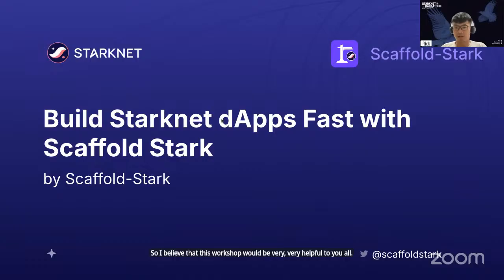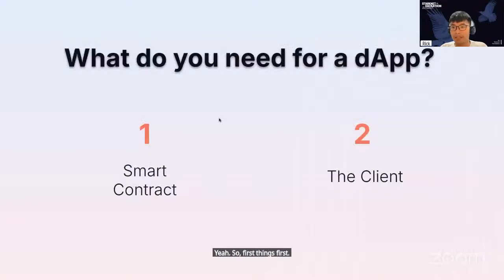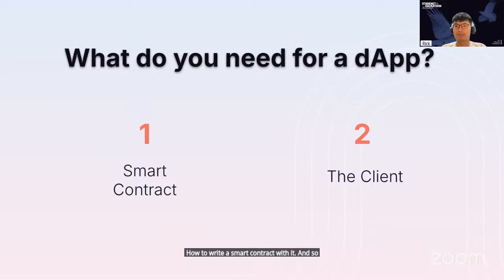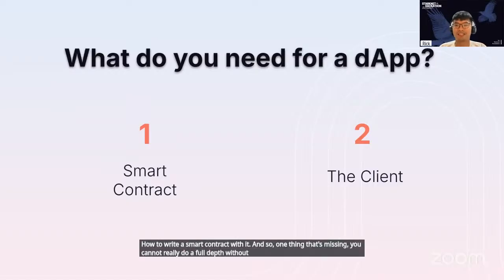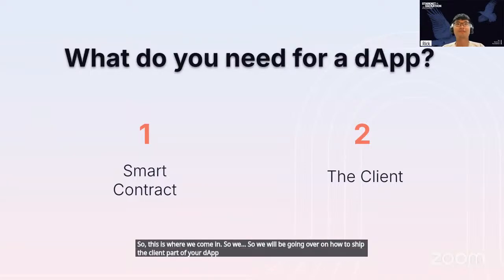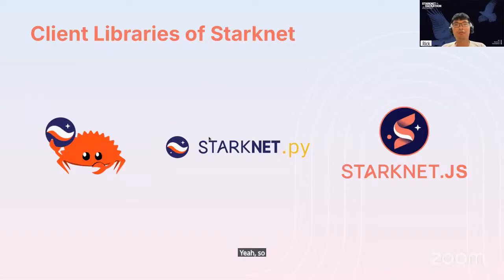So first things first. As Robert mentioned, you have had previous workshops on developing smart contracts on Starknet, namely using Cairo and how to write a smart contract with it. One thing that's missing is that you cannot really do a full dApp without the client, the front end. So this is where we come in. We will be going over how to ship the client part of your dApp really, really fast.